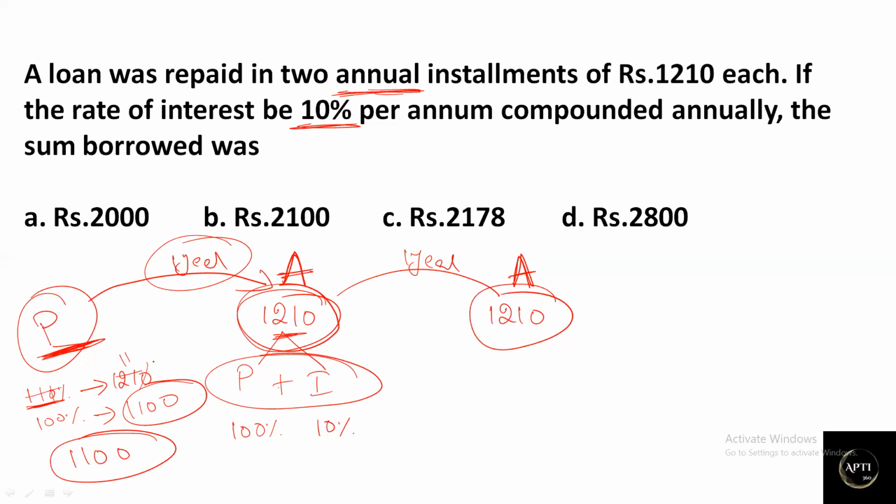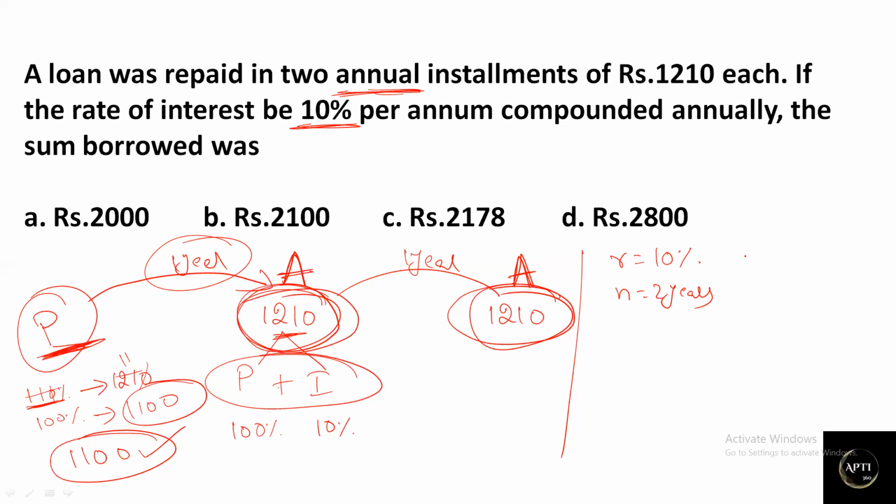Now don't choose 1100 as the answer, because this 1100 is the principal amount only for the first year, where we paid 1210. Now second year also we pay 1210, right? Now for the second year the process is the same, the total amount, but here the rate of interest is 10% and n is equal to 2 years.